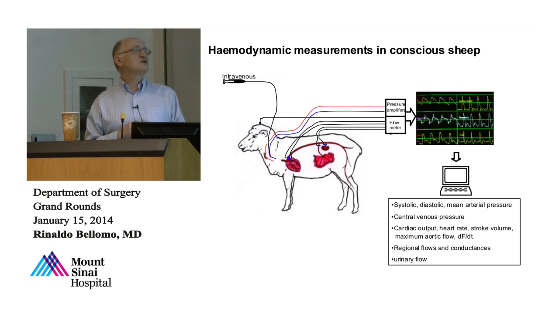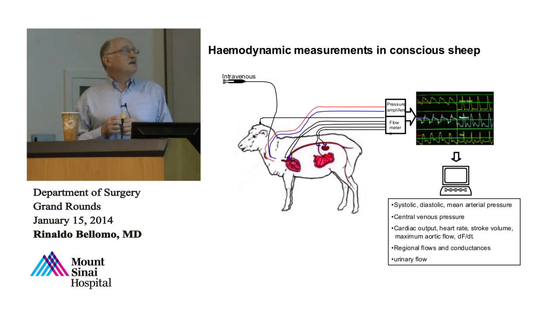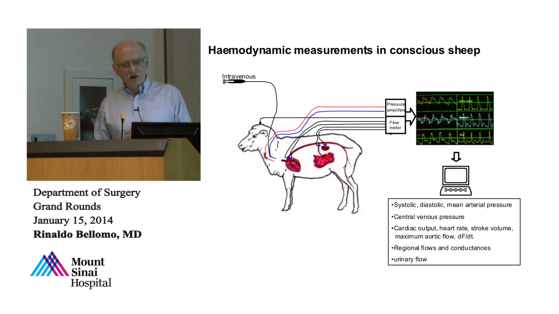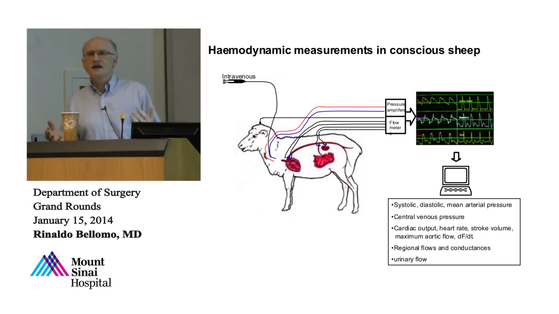First we open the chest and we put a high accuracy transit time flow probe around the pulmonary artery. Then we open the abdomen and we can put a flow probe around the left renal artery. And these flow probes are highly accurate. Transit time flow probes are highly accurate, validated to 1 mL per minute. All of that is connected to computers to download the information every heartbeat. The operation is concluded. The animals are allowed to recover.